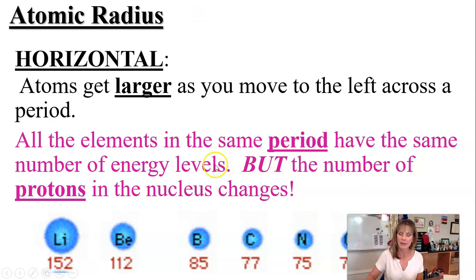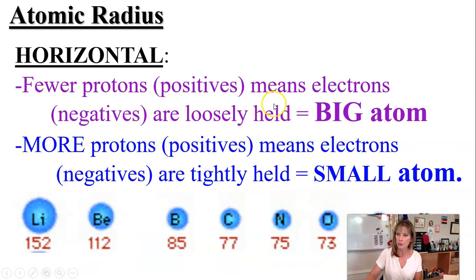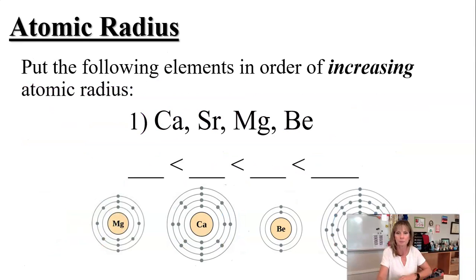Elements in the same period have the same number of energy levels, but remember I said they have a larger number of protons. Okay, makes it a stronger magnet. Fewer protons means electrons are held loosely. So francium's 1 valence electron wouldn't be held as tight. It would be way far out there in that 7th energy level. More protons means that those electrons are going to be held tighter, okay, making it a smaller atom.